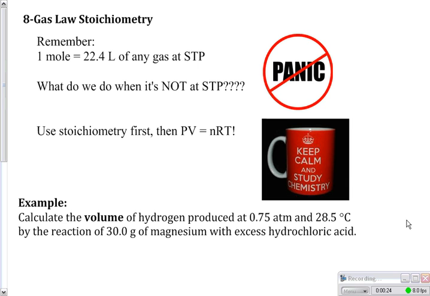Now, if you think back to when we learned how to do stoichiometry, we always used 22.4 liters when we were converting from moles. That was a number we memorized, 22.4. The problem is 22.4 only works for us when it's at STP. What do we do when it's not at STP?